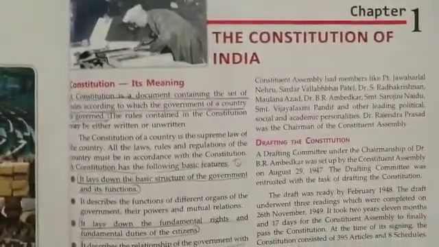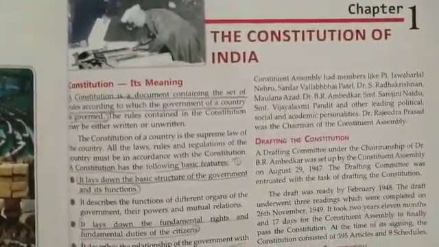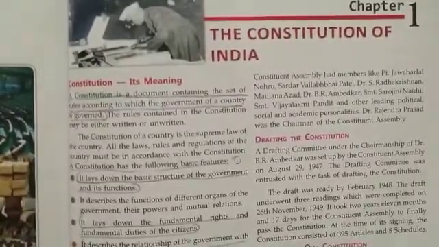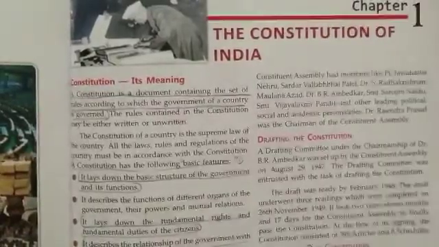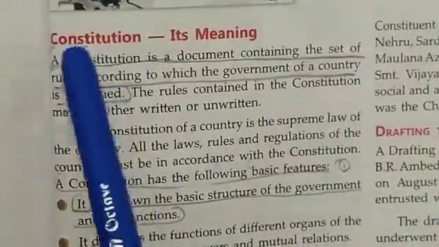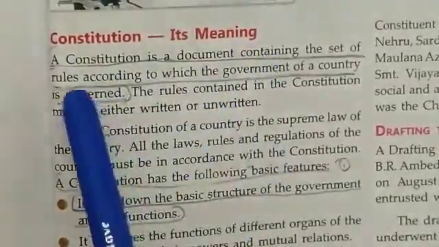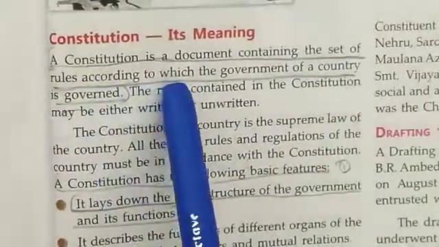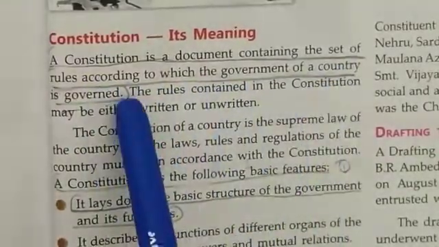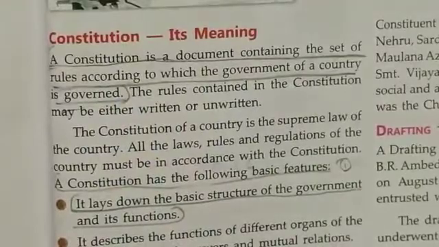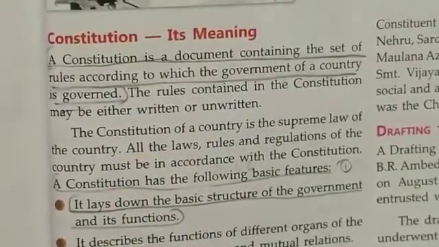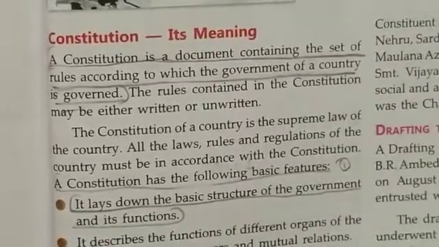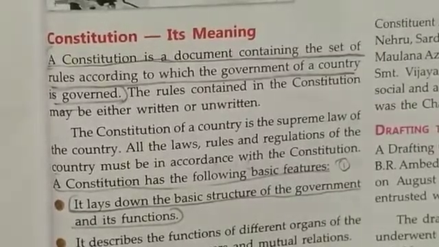Today we'll be learning about the Constitution of India, and our constitution, the Constitution of India, is the world's largest constitution. So we'll begin with the chapter. Constitution, its meaning. A constitution is a document containing the set of rules according to which the government of a country is governed. So the constitution of any country is a document which contains all the rules, and it is according to these rules that the particular country is being governed.